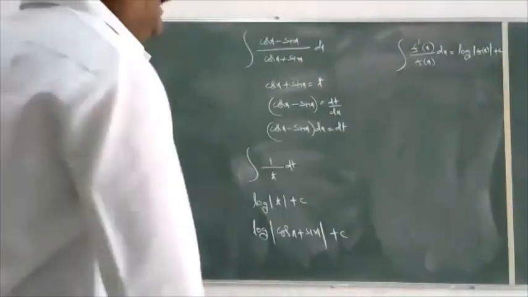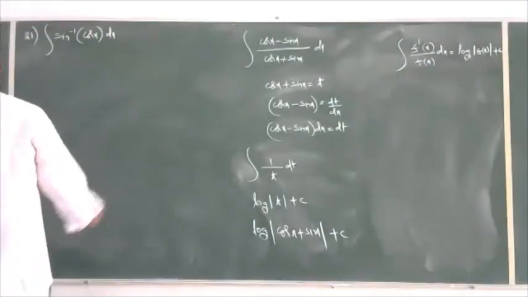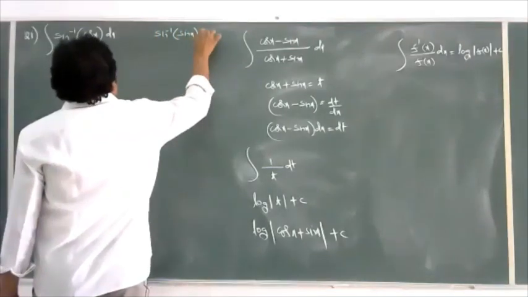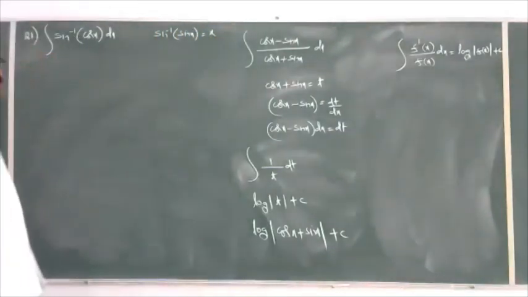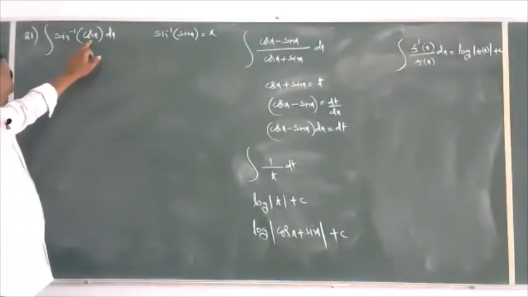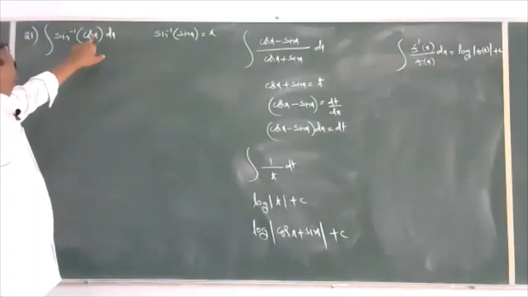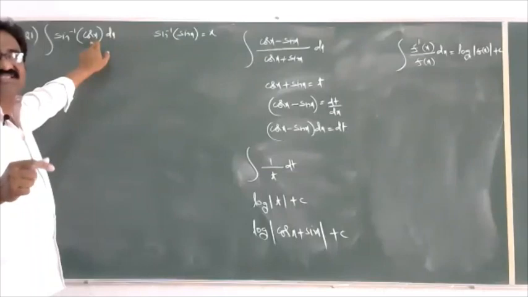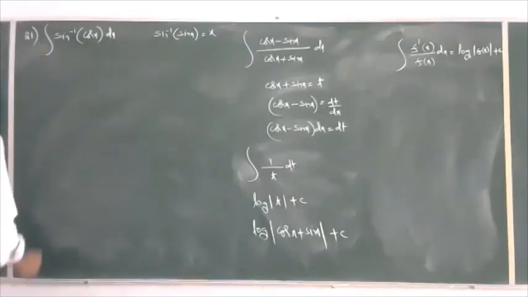We want to eliminate the inverse here. We know from inverse trigonometric functions that sin inverse of sin x is equal to x. That's why you can convert the cos x in terms of sin. That is, cos x is equal to sin of 90 minus x.